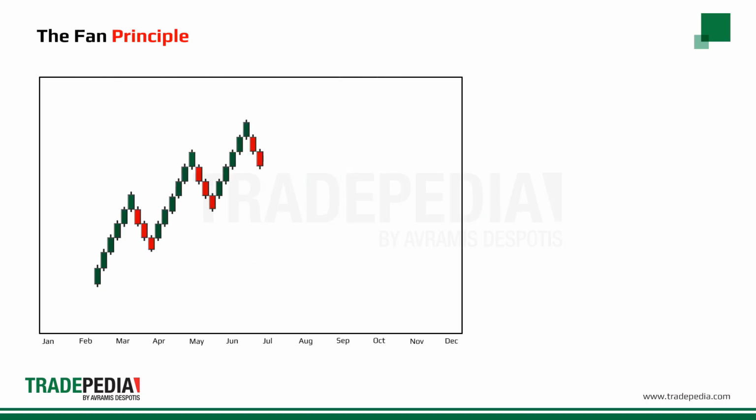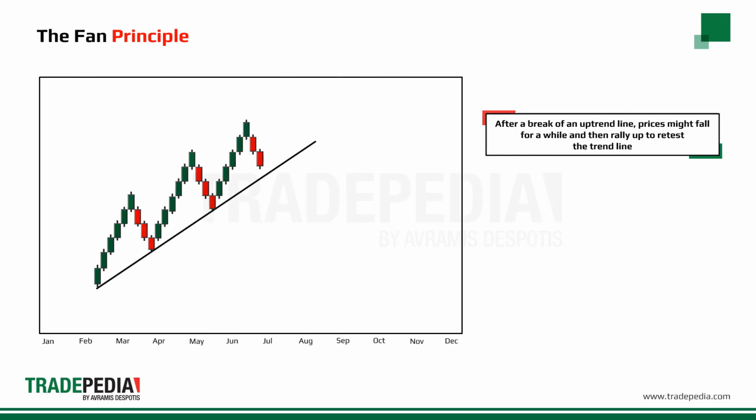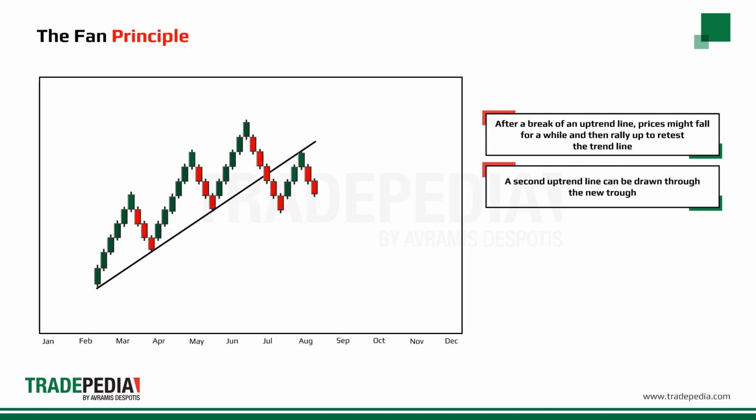The fan principle is characterized with the following behavior. After a break of an uptrend line, prices might fall for a while and then rally up to retest the trend line, which now serves as a resistance zone. A second uptrend line can be drawn through the new trough.